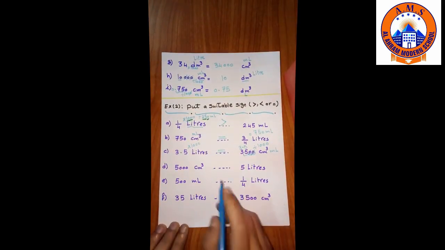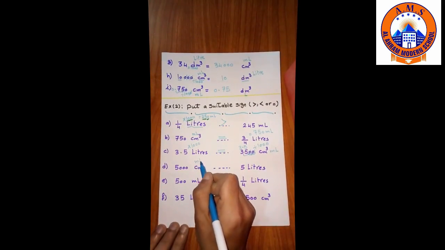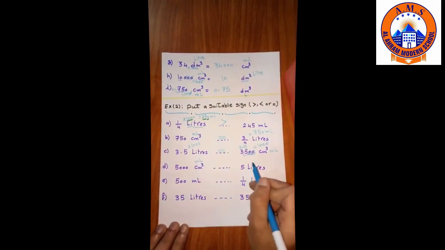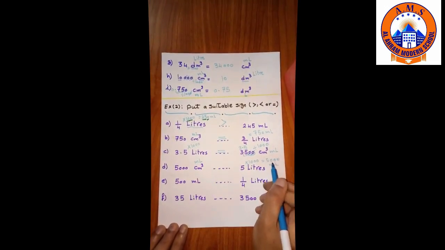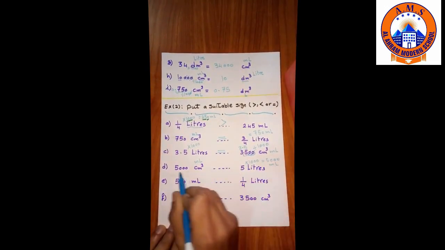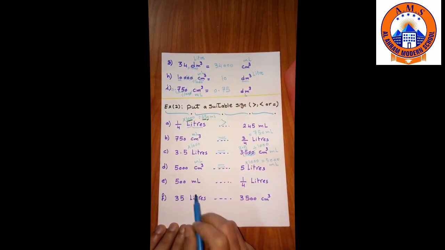Question number D. Here is centimeter cube. The centimeter is a smaller unit, so it's equal to milliliter, and 5 liters is a bigger unit. It can be multiplied by 1000 to be equal to 5000 milliliters. So here we have 5000 milliliters and also here 5000 milliliters, so the two quantities are equal.